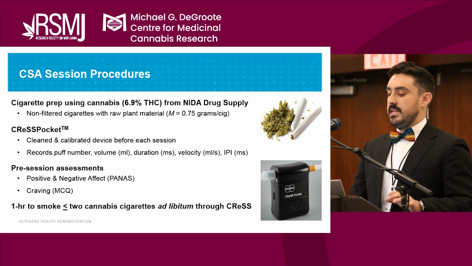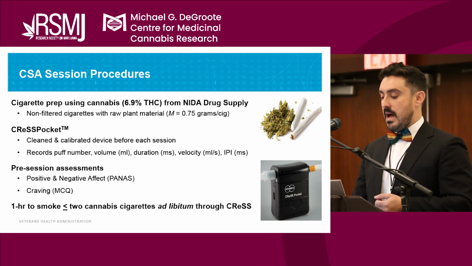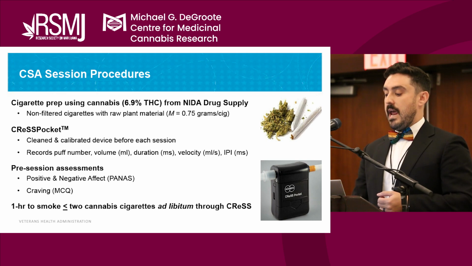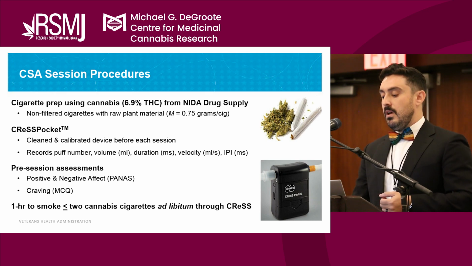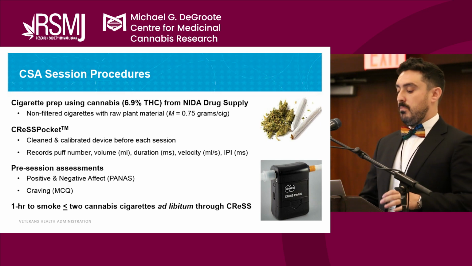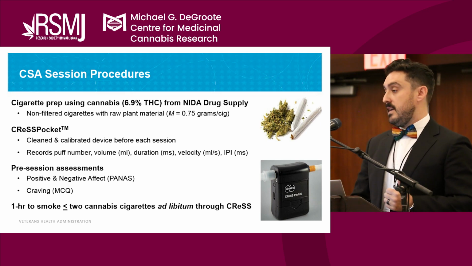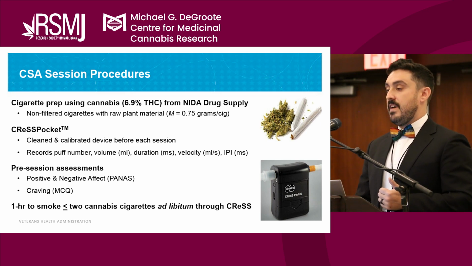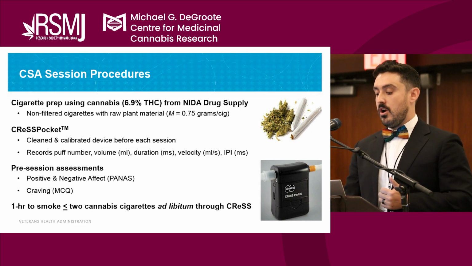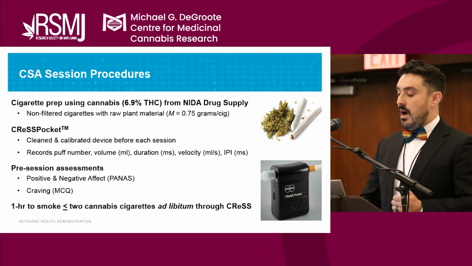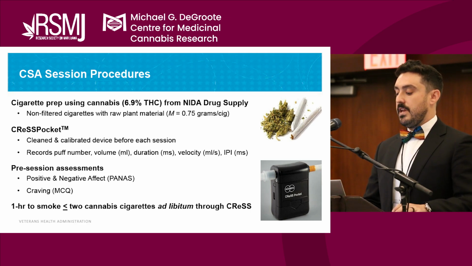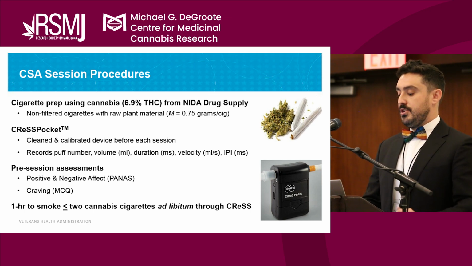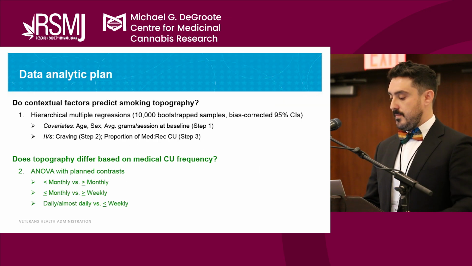So on the day of the session itself, and before participants arrived at the lab, study staff prepared 2 non-filtered cannabis cigarettes obtained from the NIDA drug supply, and study staff also cleaned and calibrated the CREST device. Immediately prior to the start of the smoking portion of the session, participants completed the PANAS to assess positive and negative affect, as well as the Marijuana Craving Questionnaire to assess phase of craving. Afterwards, participants were moved into a ventilated room where they had 1 hour to smoke up to 2 cannabis cigarettes ad libitum that were attached to that CREST device.